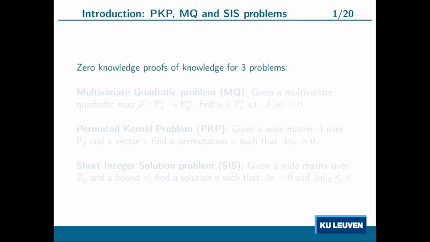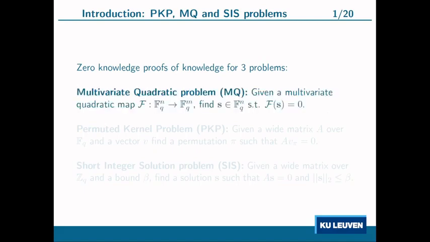The main contribution of this paper is the construction of zero-knowledge proofs of knowledge for three problems. The first of these problems is called the multivariate quadratic problem, and here we are given a multivariate quadratic map F, which is a list of m quadratic equations in n variables, and the goal is to find a vector s such that F of s is equal to 0. So really we're just trying to find a solution to a list of multivariate quadratic equations.